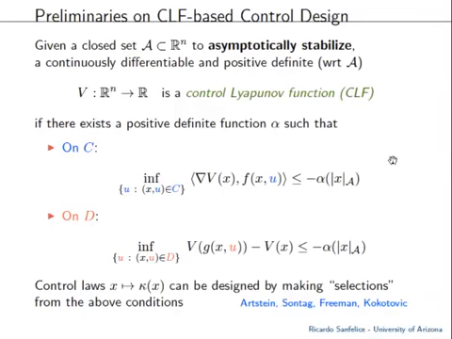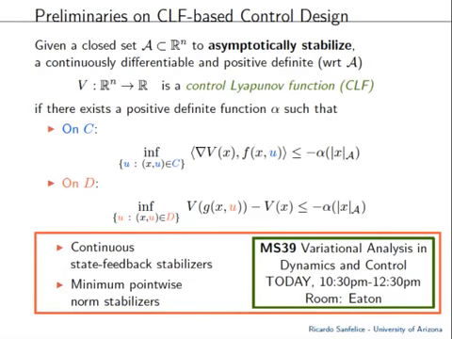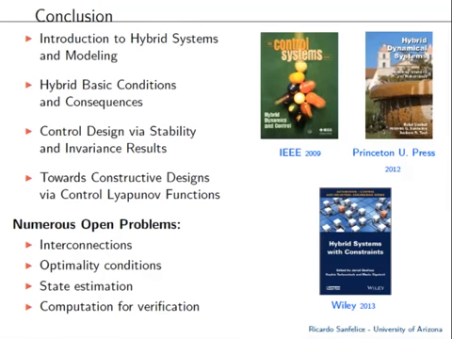So let me just invite you to a later session today at 10:30, where I will be talking about more constructive ways to design controllers, preliminary results on control Lyapunov functions that can be used to design these feedbacks much more constructively. And that will also lead to minimum point-wise norm stabilizers. This is today at Eton, starting at 10:30, will be a number of talks about variational analysis in dynamics and control. And my talk will be at some point, but there will be a talk by Andy Teel on hybrid stochastic systems.